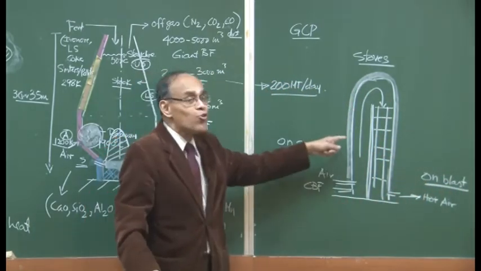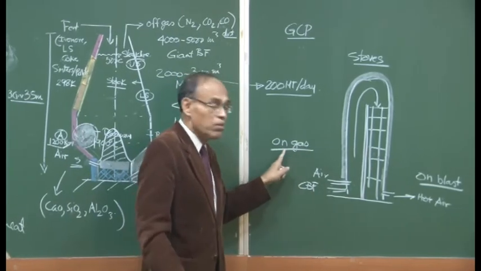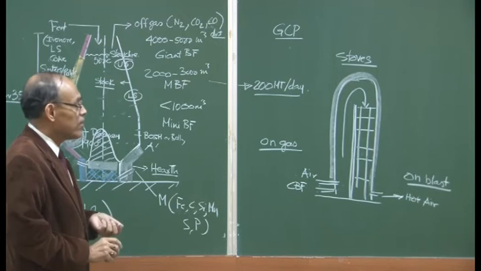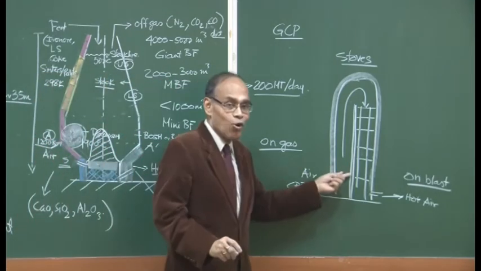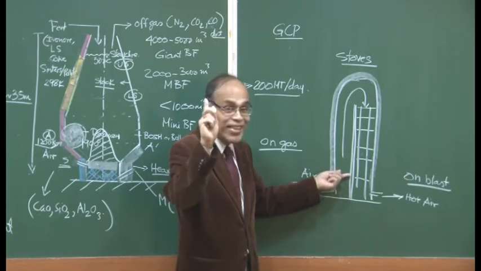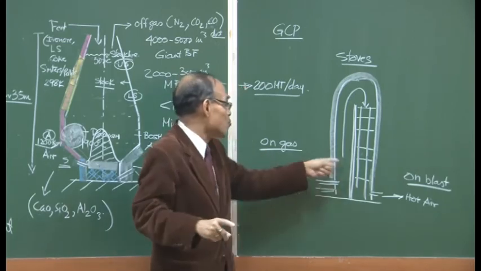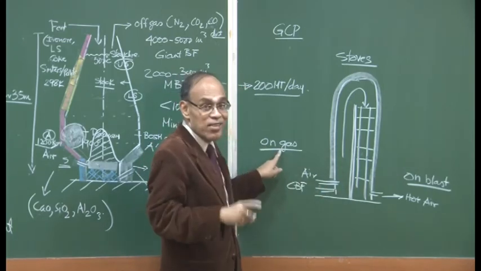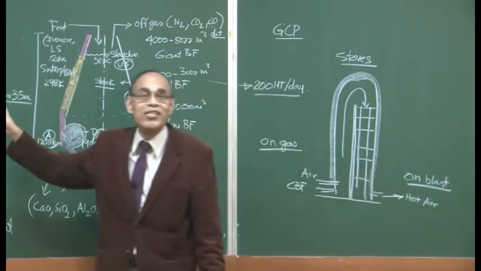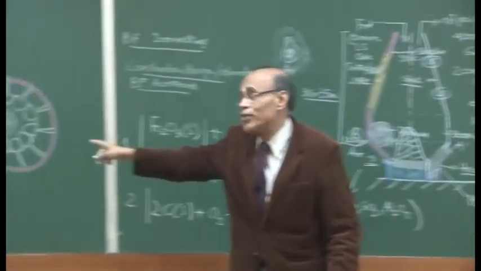So, a stove is going to be operated in a cyclic mode, on gas and on blast, and we must understand that if you have only one stove, it is not going to suffice. You require at least two stoves, because when one of the stoves is on gas, the other will be on blast, and that is how we can continuously supply hot air or hot blast to the blast furnace itself.